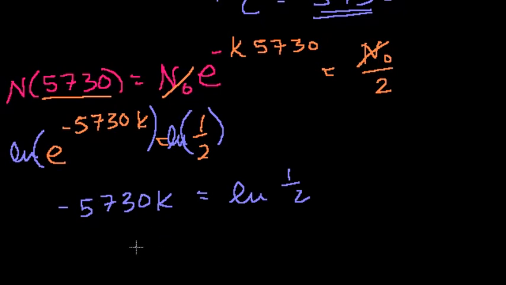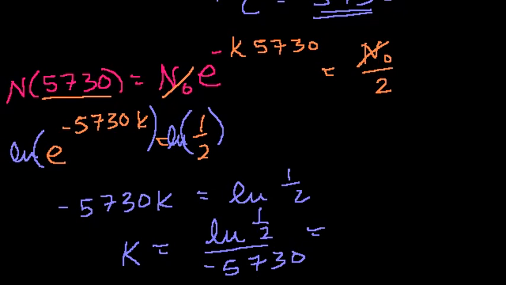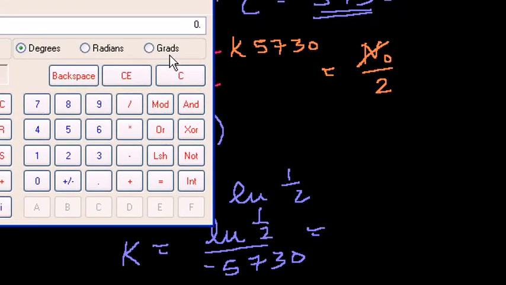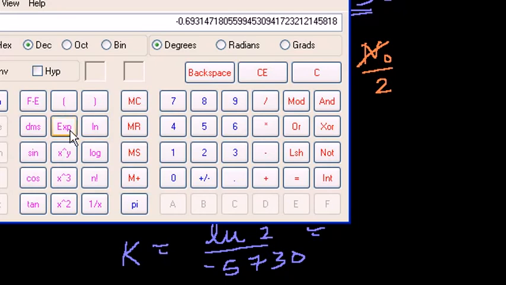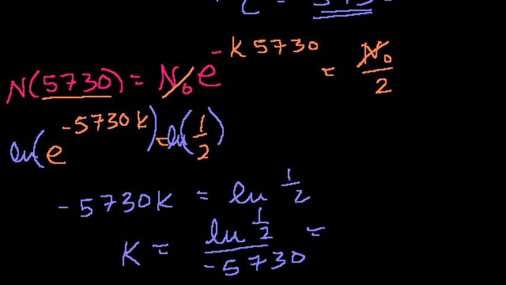And so to solve for k, we could just say k is equal to the natural log of 1/2 over minus 5,730, which we did in the previous video. But let's do that again here for those of you who might have skipped it. If you have 1/2, 0.5, take the natural log, and then you divide it by negative 5,730, you get 1.2 times 10 to the negative 4. So k equals 1.2 times 10 to the minus 4.